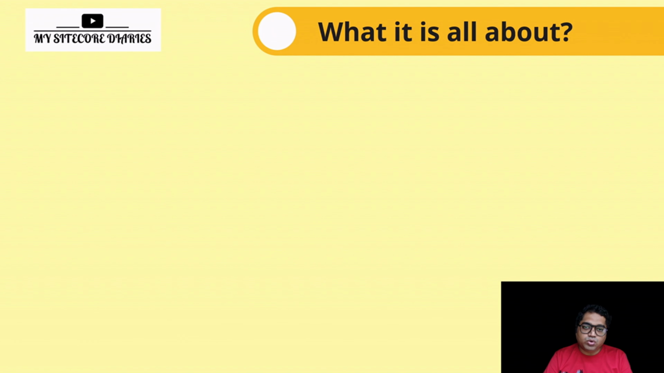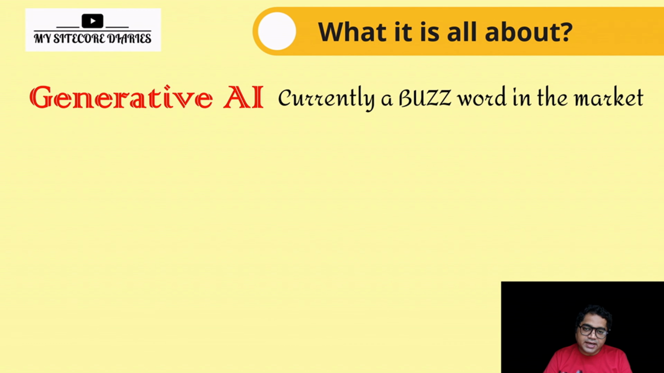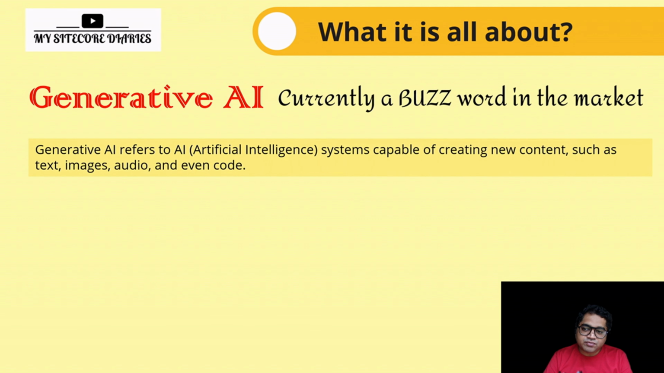What is it all about? It is all about a word called generative AI. It's currently a buzzword in the market. Wherever you go, you will find this word, generative AI. So what is generative AI? Generative AI refers to an AI, where AI stands for artificial intelligence, system capable of creating new content such as text, image, audio, and even code. So creating new, unique content, text, image, audio, or even code by using some model, some algorithm, is called generative AI.